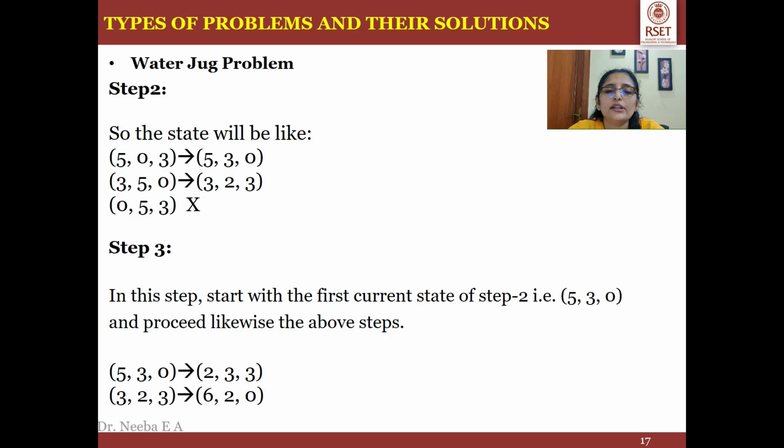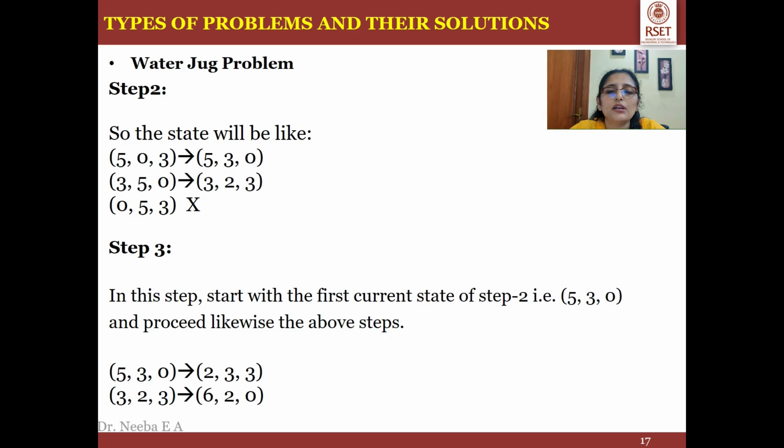If we write what we were talking about in the last slide, we can consider it as this: 503, 350 and 053 are the 3 states from the initial state. So what is there in step 1? 503 can be written as 530, and 350 can be written as 323, and 053 is not considered.